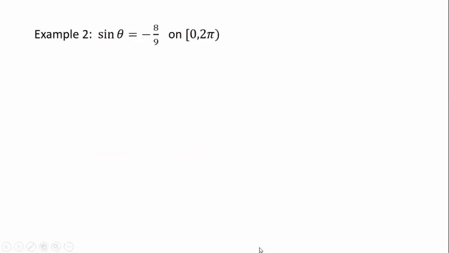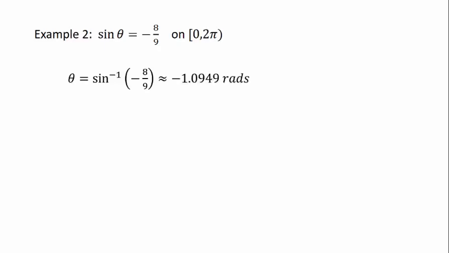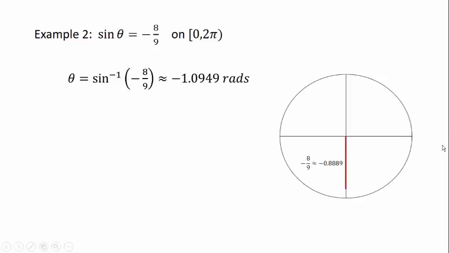Next, let's solve when sine of theta is a negative value, negative 8/9. And notice that I'm still looking between 0 and 2 pi. Now, if we just go ahead and rewrite to begin with, theta is equal to sine inverse of negative 8/9, and I plug that into the calculator like I did before, what I end up with is a negative value, negative 1.0949 radians. Now let's take a look and see what that means as far as the unit circle goes.